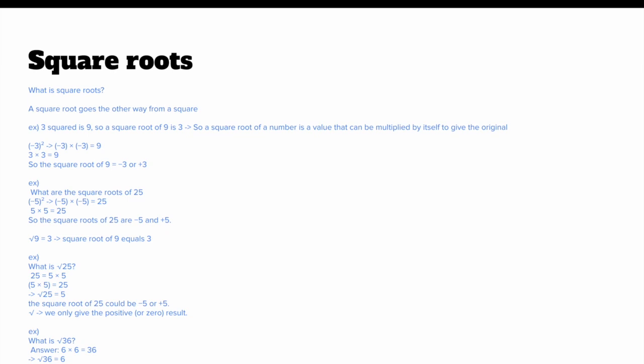However, there is a confusing point here. Maybe you can think that negative 5 times negative 5 is 25 too. Well, the square root of 25 could be negative 5 or positive 5, but when we use the radical symbol of root, we only give the positive or 0 result. For another example, what is root 36? The answer is 6 times 6 is 36, so root 36 is 6.